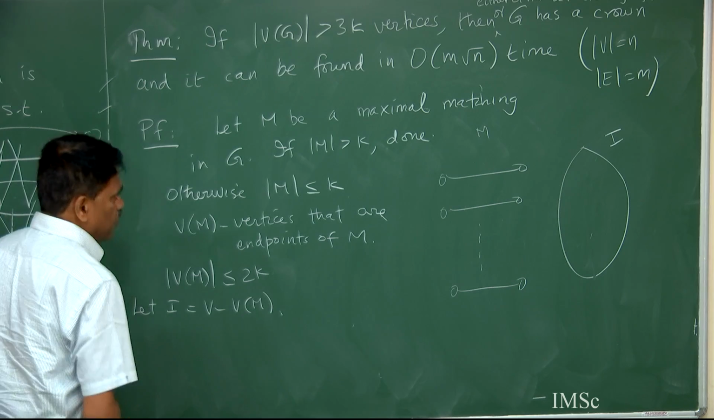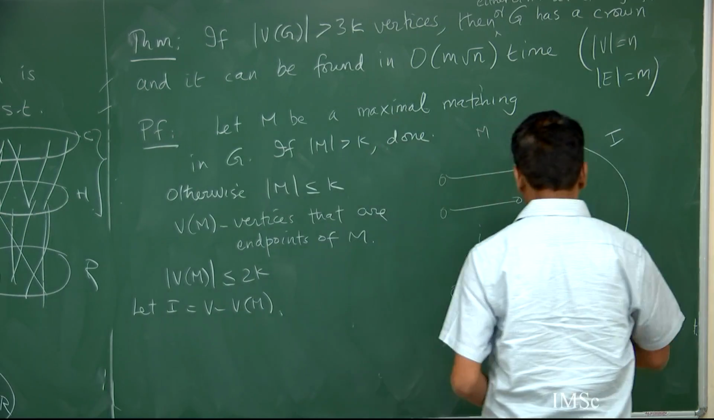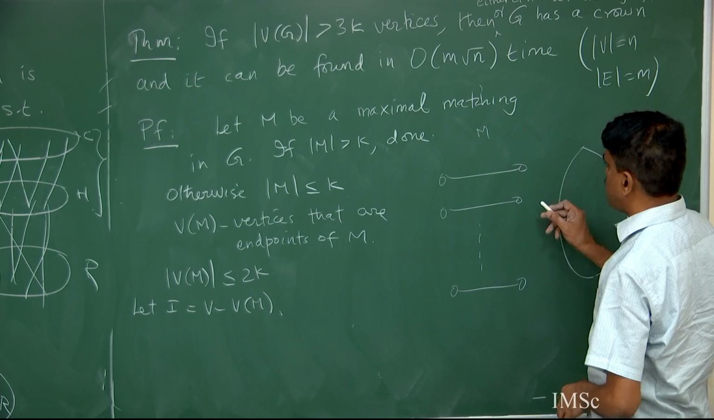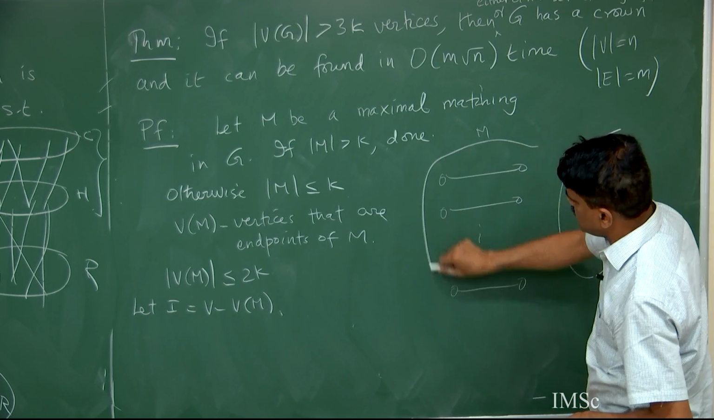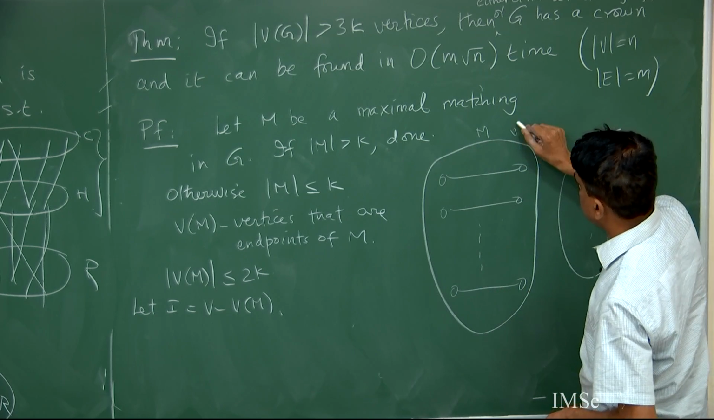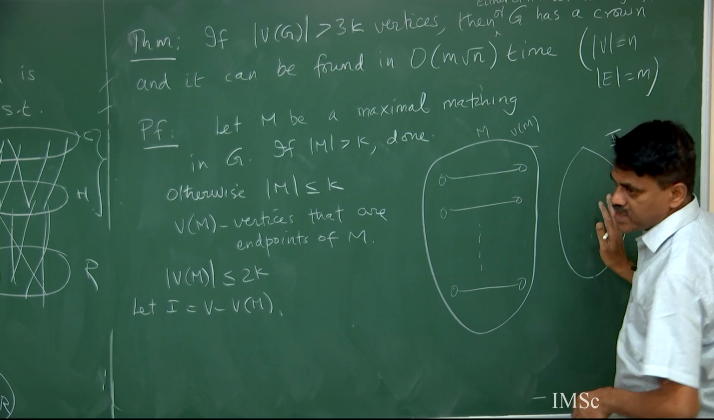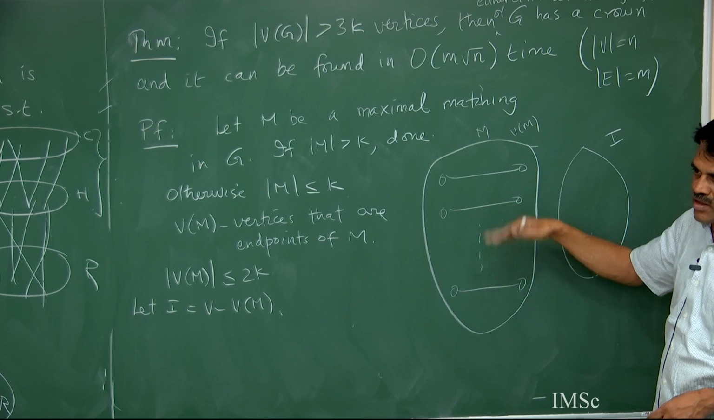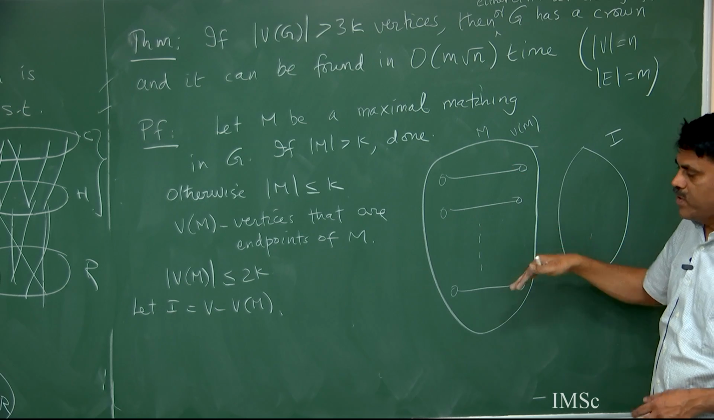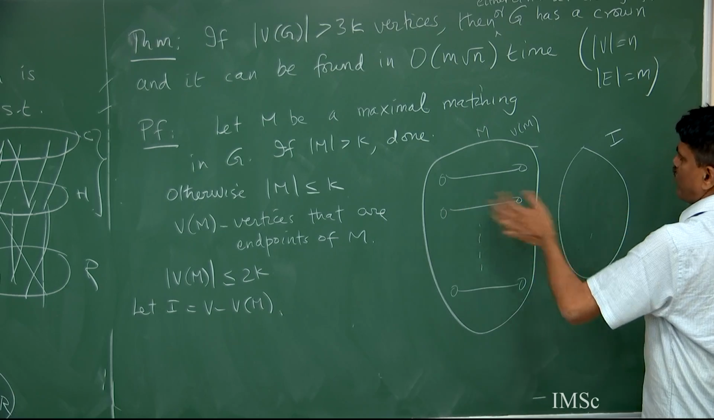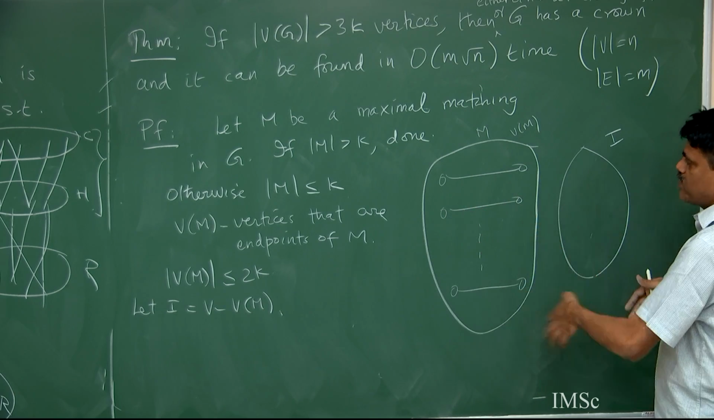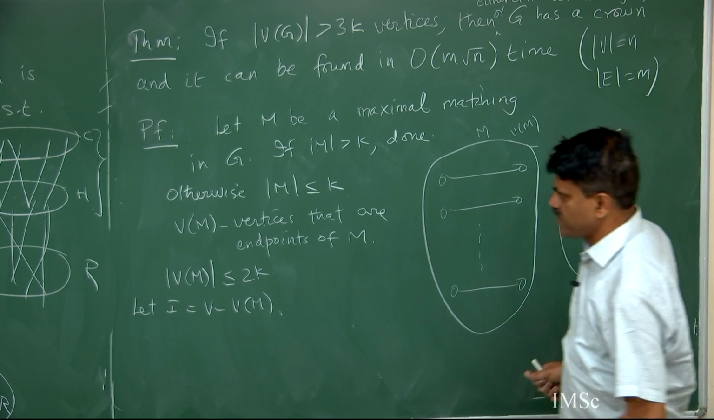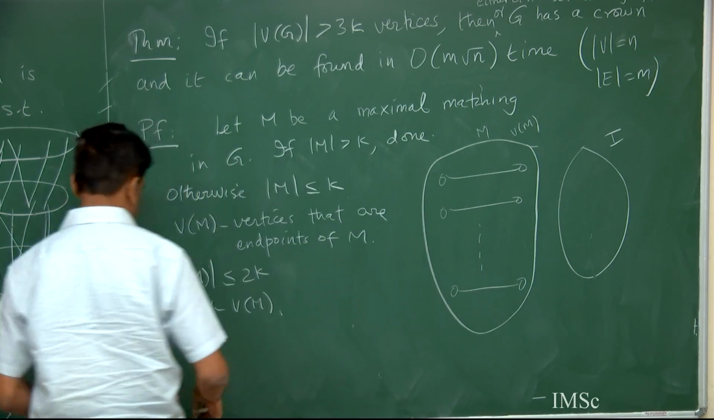Okay, now I'm going to find the matching. So ignore these edges inside here. Look at this bipartite graph where one side is Vm and the other side is I. Ignore all the edges inside this part of Vm. Look at this bipartite graph, there are all edges going across. Find the maximum matching in that bipartite graph. Again, here is where I am applying maximum matching in a bipartite graph.